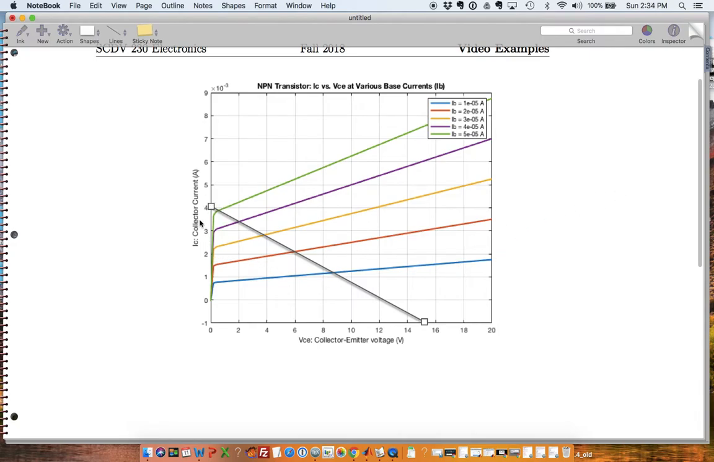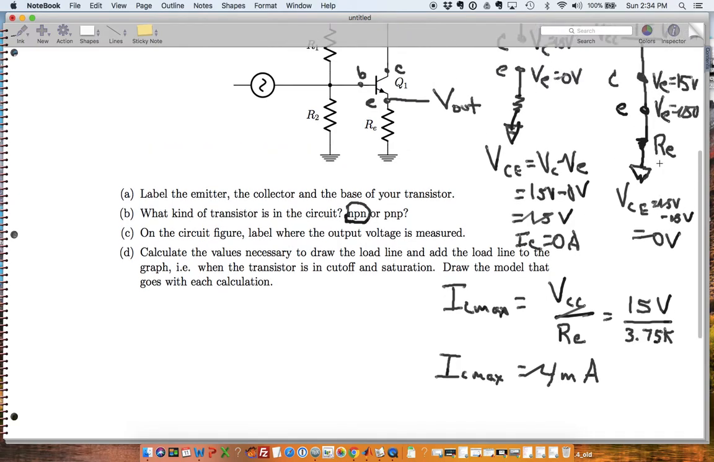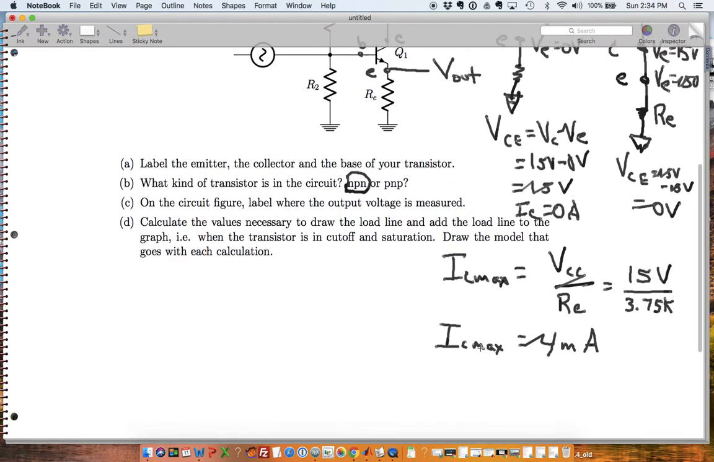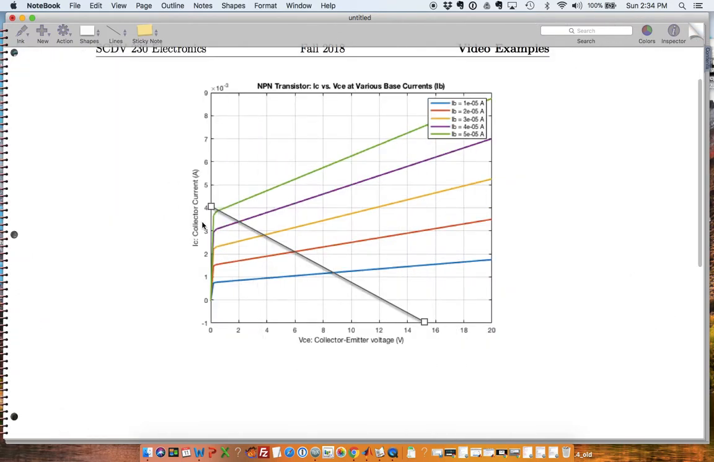So I added my maximum value. My IC max is 4 milliamps, and that goes along with my VCE of 0 that I calculated here. So my VCE for saturation is 0, and my current max is 4 milliamps. And in cutoff, my current is 0, but my VCE is 15 volts. So that's where they match up. So this is the case where I'm in saturation. That means I have no VCE because I have that wire between C and E, and I calculate my maximum current is 4 milliamps.